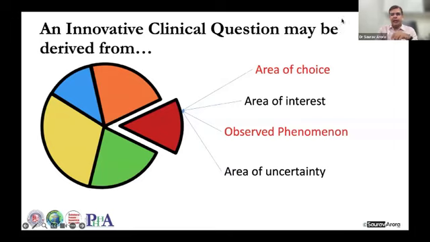Moving further, an innovative clinical question may be derived from this. It is basic to research: an area of choice, interest, observed phenomena, or uncertainty. For example, I like treating PCOD patients more. I have an interest in dealing with migraine patients. I observed that in cholelithiasis, these remedies work better. I know that post-COVID arthralgia is an area of uncertainty. So all these things we do and we should do. We should have an area of uncertainty for research, and we should have that observed phenomena.